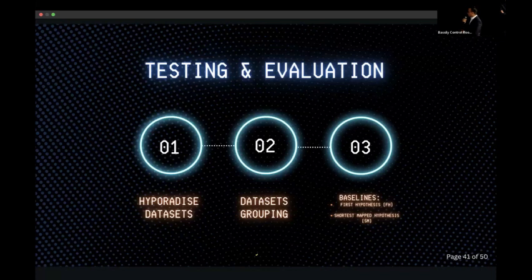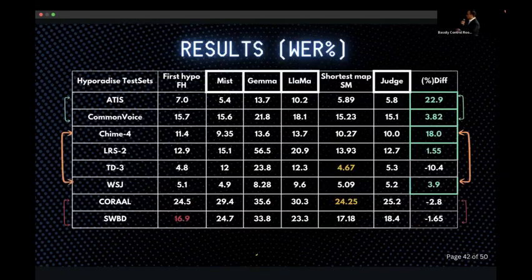And the second baseline is using the shortest mapped hypothesis to the LLM output as the final ASR transcription, and we got this from our literature survey. And now Munir will guide you through our numerical results.